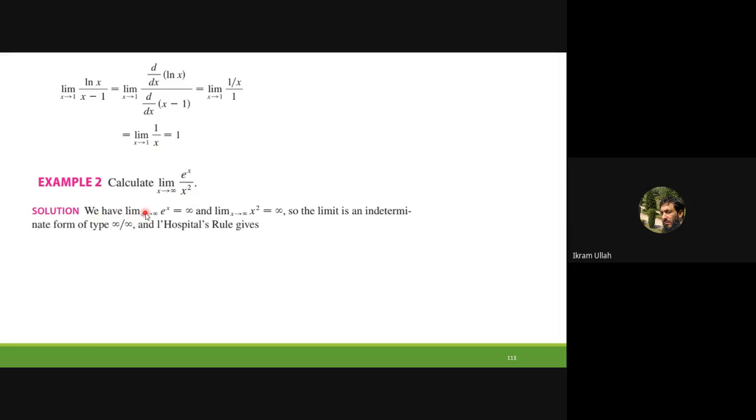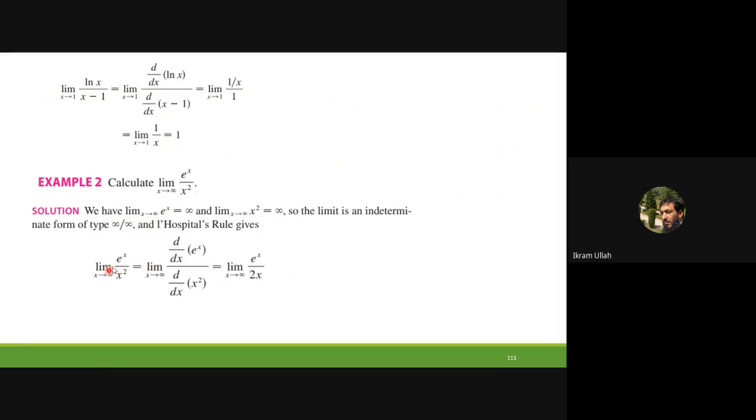Then we have the limit as x approaches infinity of e to the power x is equal to infinity, and the limit as x approaches infinity of x squared is equal to infinity. So the limit is in the indeterminate form of type infinity by infinity, because by directly applying the limit you get the infinity by infinity form. So we use L'Hopital's rule in this case again.